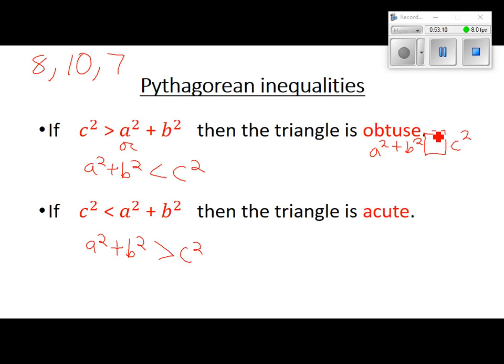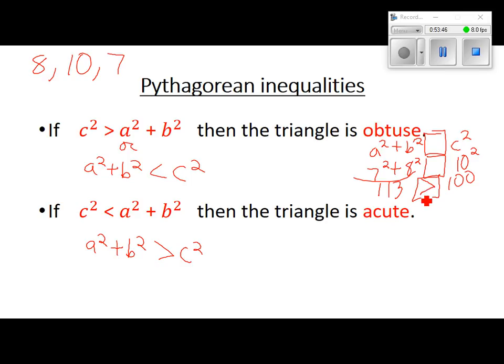All right? So let's see. What goes in place of A right here? 7 squared plus 8 squared equals 10 squared, or whatever. Somebody do all that for us. 113. Anybody agree with that? 7 squared plus 8 squared is 113. We got our box there. What's 10 squared? 100. What symbol goes in there? The greater than goes in there, so it's an acute triangle.